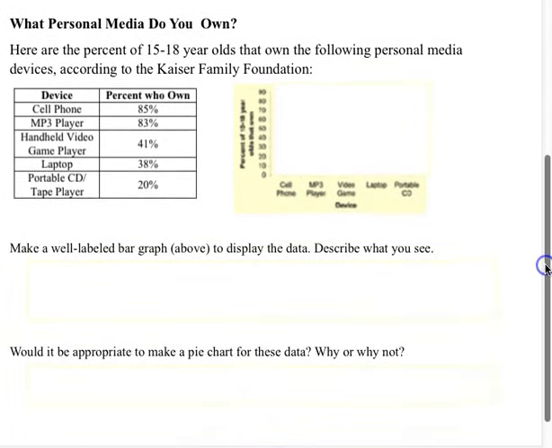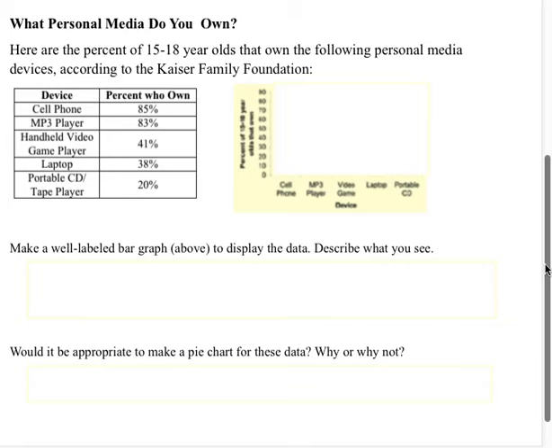All right, so speaking of data, here are the percents of 15 to 18-year-olds that own the following personal media devices, according to the Kaiser Family Foundation. So they're talking about cell phones, MP3 players, handheld video game players, laptops, or portable CD and tape players. Okay? So they want us to represent this data, first of all, as a bar graph, okay? And because it's categorical, that is why we can make a bar graph out of it.